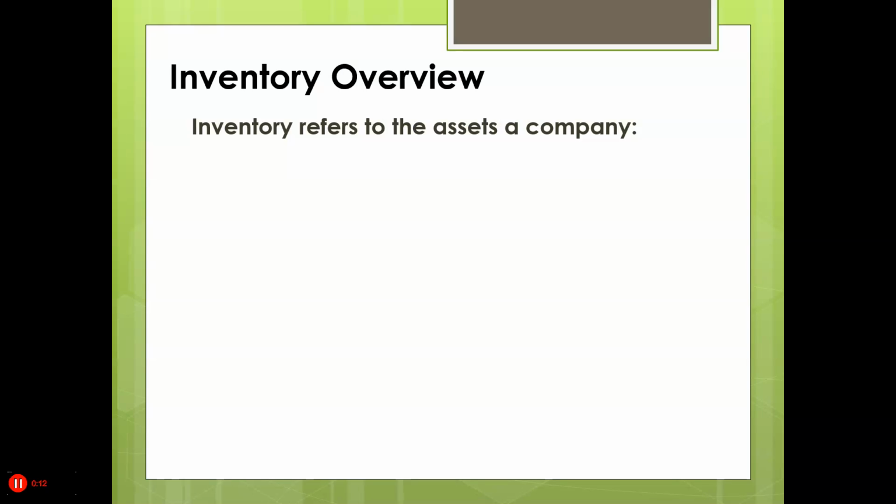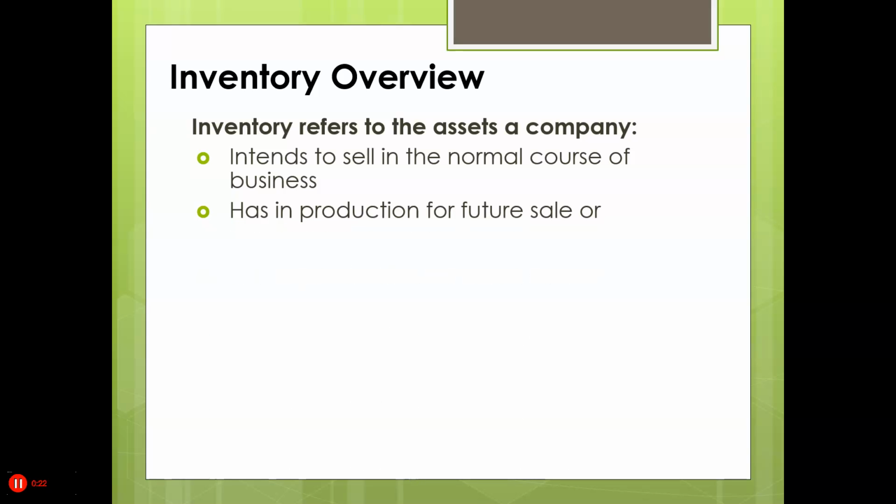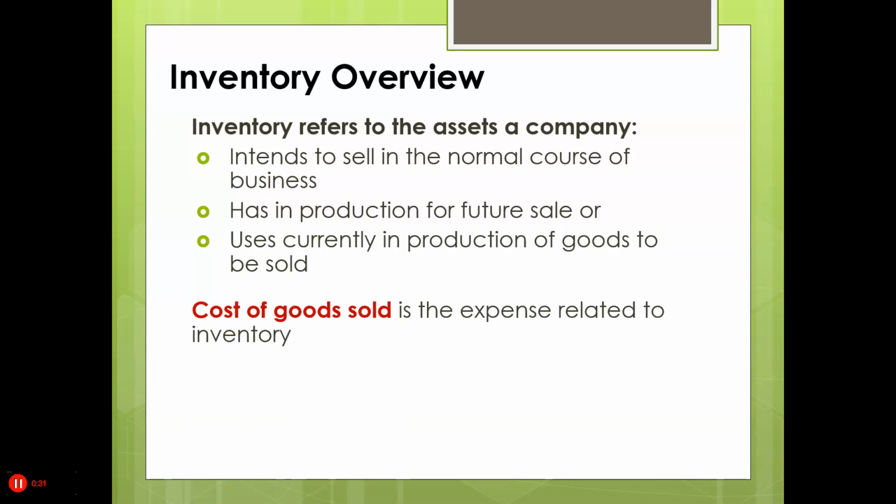Now, inventory overview. Inventory refers to the asset a company intends to sell. Whenever you buy something to sell, it's called inventory. It also includes goods in production for future sales, if you make the products, used currently in production of goods to be sold. And when we end up selling it, it becomes the expense account cost of goods sold.